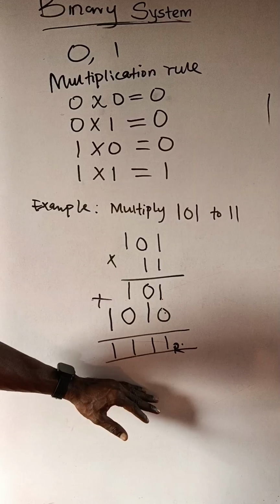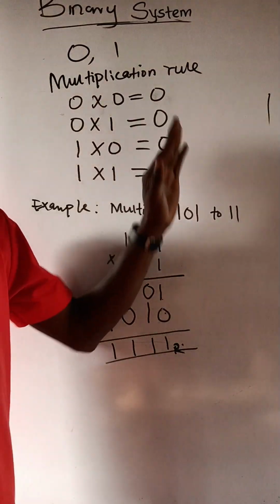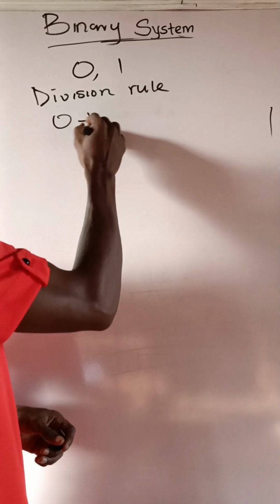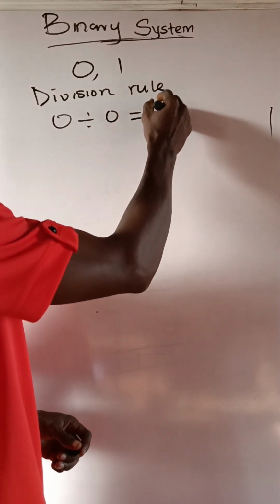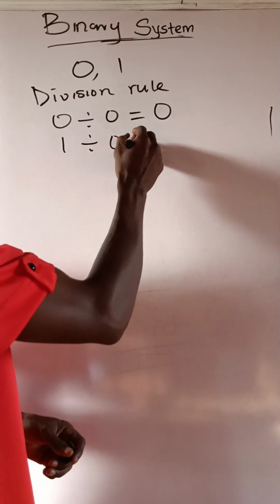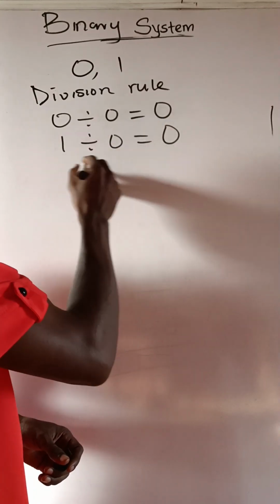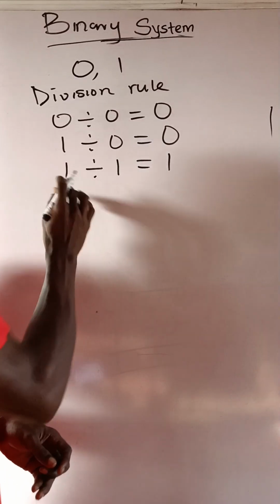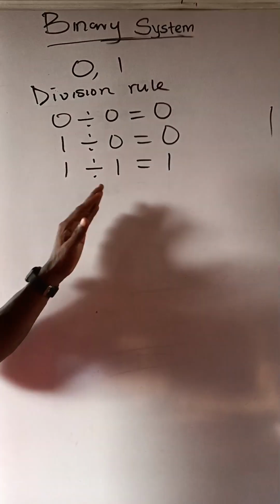That is this. So now let's check the division rule. In division rule, 0 divided by 0 gives you 0, 1 divided by 0 gives you 0, and 1 divided by 1 gives you 1. So that is the division rule.